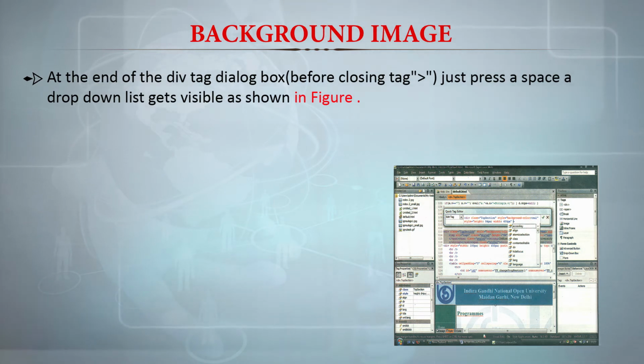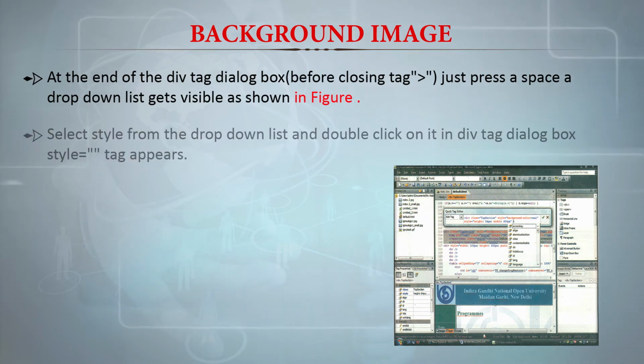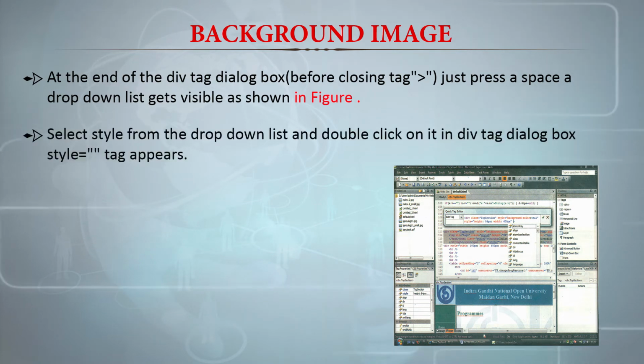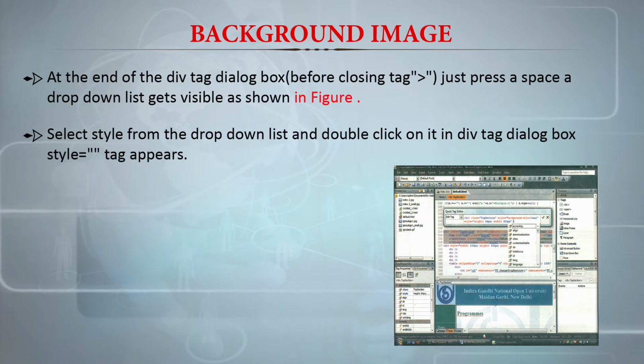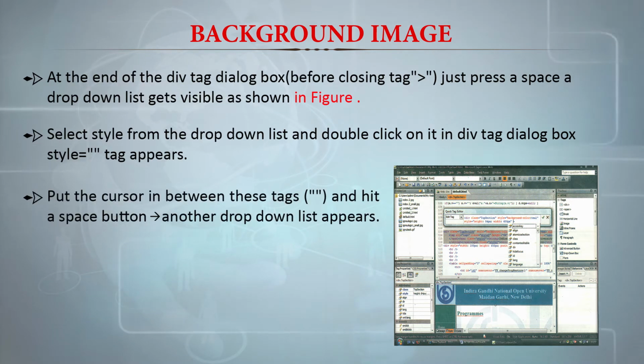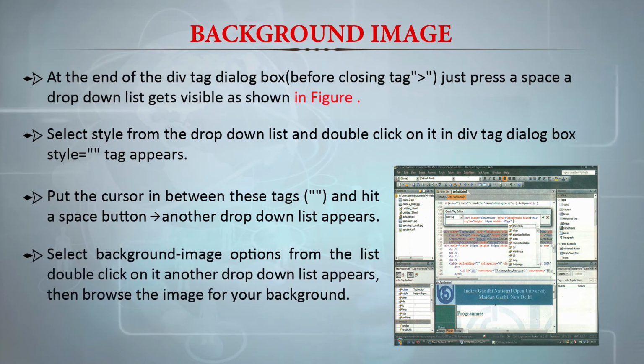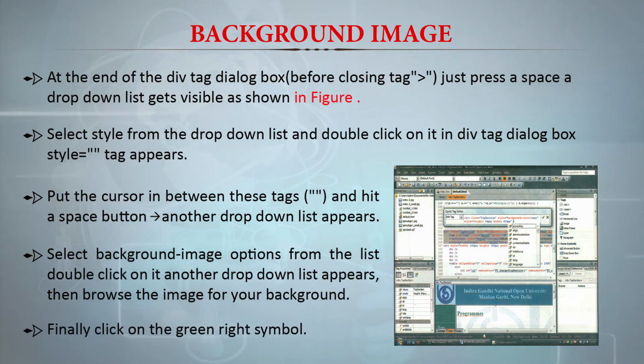and a drop down list becomes visible. This drop down list is very important. Select style from the drop down list and double click on it in the div tag dialog box, and where the style equal to double quotes with no space in between tag appears. Put the cursor in between these quotes and hit the space button, and another drop down list appears. Select the background image option from the list, double click on it, and another drop down list appears. Then browse the image for the background and finally click on the green right symbol.